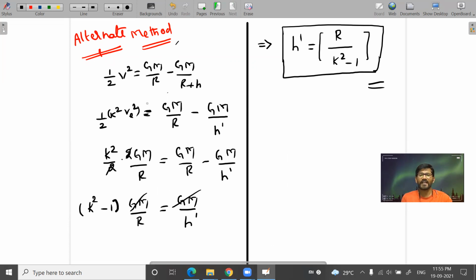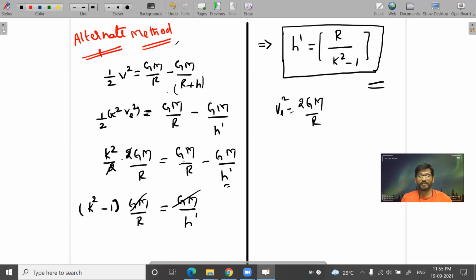Taking this here, v is nothing but kv. If you square this, you will get half into k square v square equal to this. But here v is the escape velocity, which is the square root of 2 gm by r, or v square is equal to 2 gm by r. Substituting this here, you can rewrite this as k square by 2 into 2 gm by r is equal to gm by r minus gm by r plus h. We take it as h dash, that is the height of the object at maximum height from the center of earth, h dash. Directly can take this here.